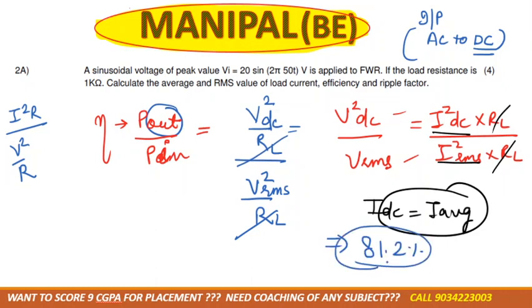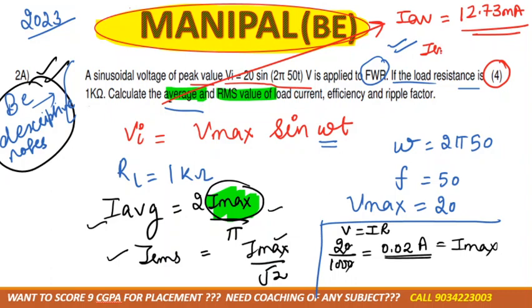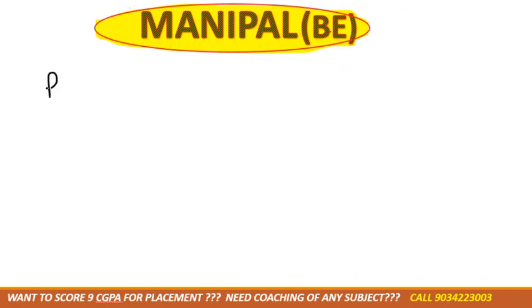After solving, you will get 81.2%, and after solving I_RMS, I average, you will get 12.73 milliampere, okay, and I_RMS you will get as 14.142 milliampere. Now they are asking for the ripple factor.